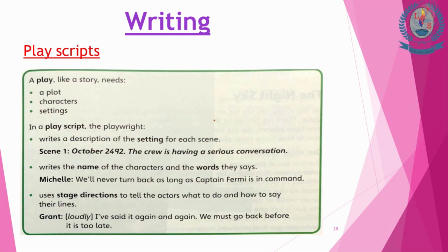Writing. Play scripts. A play, like a story, needs a plot, characters, and settings. In a play script, the playwright writes a description of the setting for each scene. As an example, Scene 1, October 2492. The crew is having a serious conversation. So, at the very beginning of the scene, the writer has given the setting of that scene. Setting means where this story takes place and when it happens.